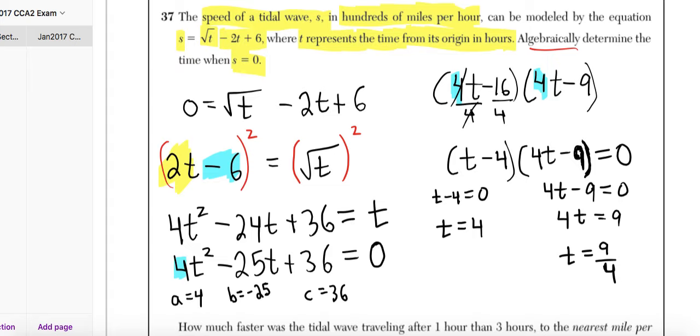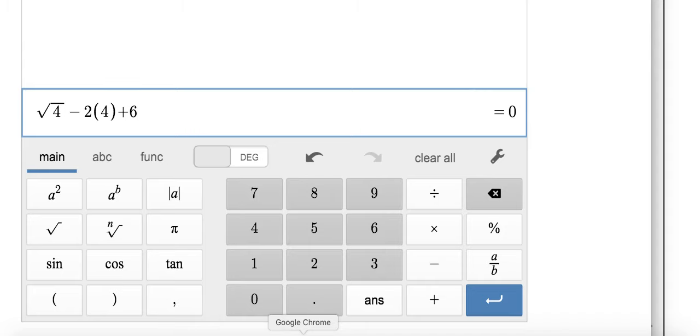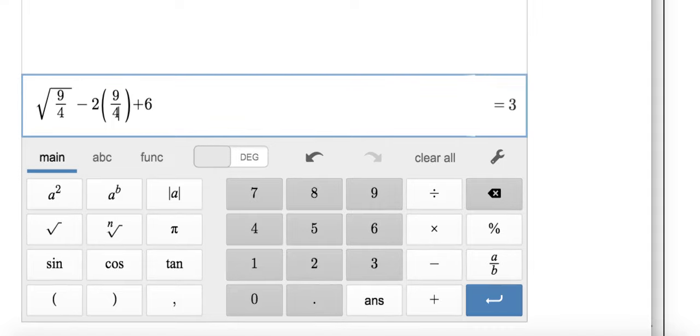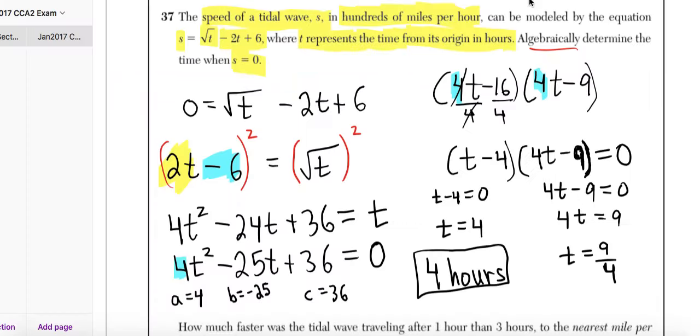So this is good, which means our answer is 4 hours, because t was the time in hours. Now if I do the same thing with 9 over 4, if I change the t value to 9 over 4 hours, I end up getting 3 and not 0. So 9 over 4 is an extraneous root. It needs to be rejected.